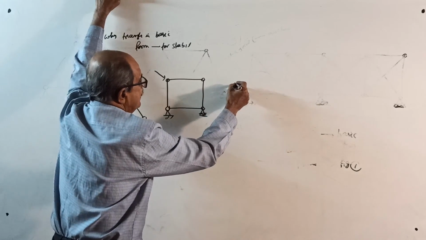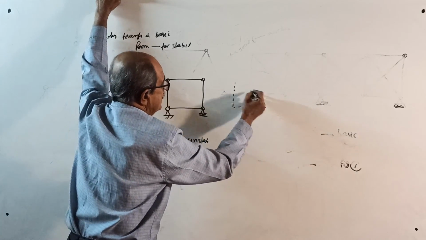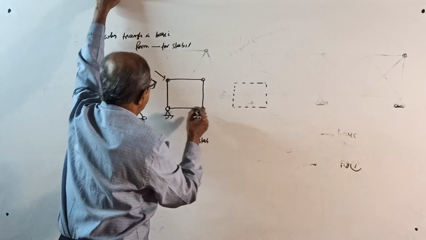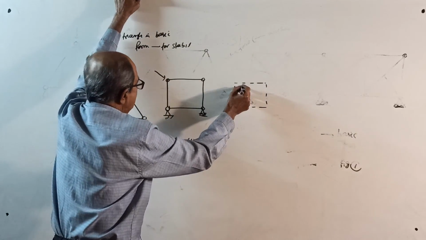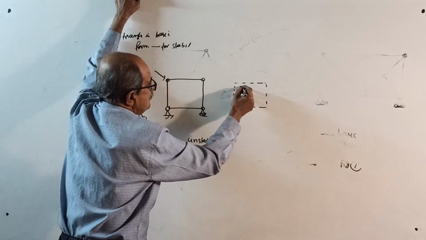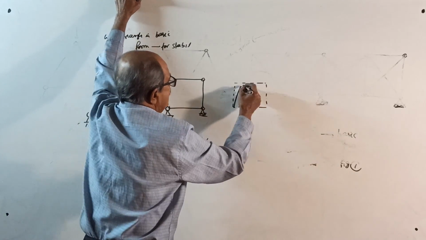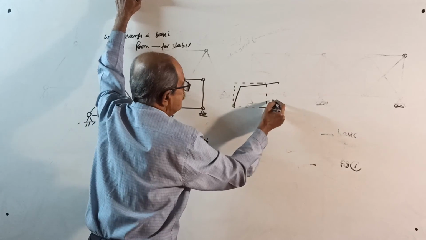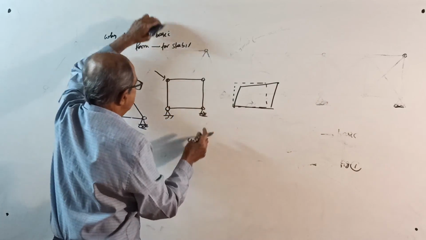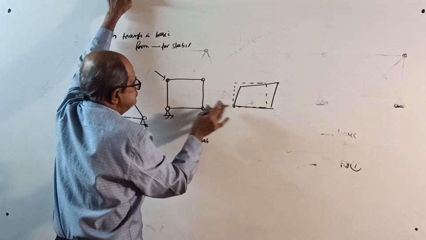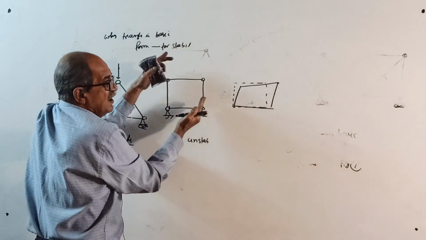Because, see, I will put a dotted line here, the initial position. If you apply load this way, this will start moving here. Even this will also move. It will go outwards. This will start moving somewhere here. All will become completely zigzag. It will fold. It can't be stable.